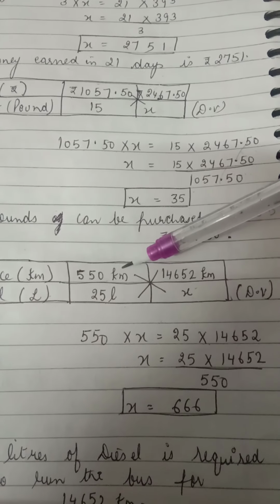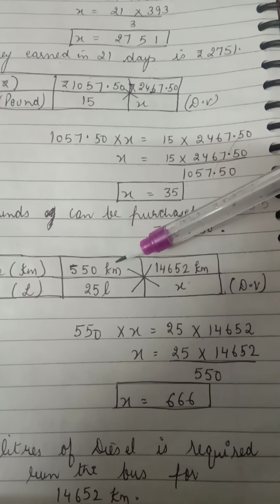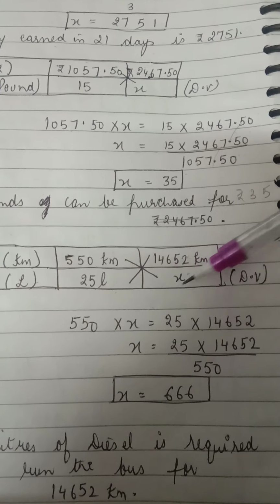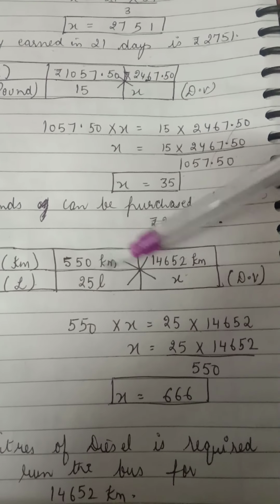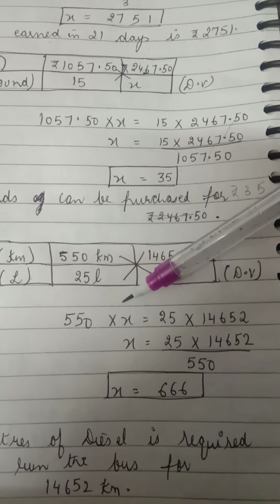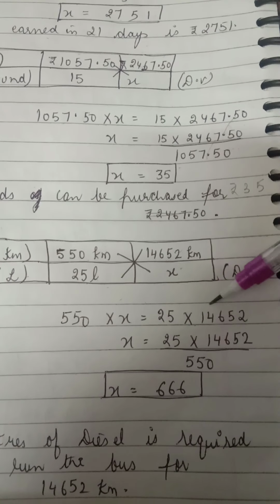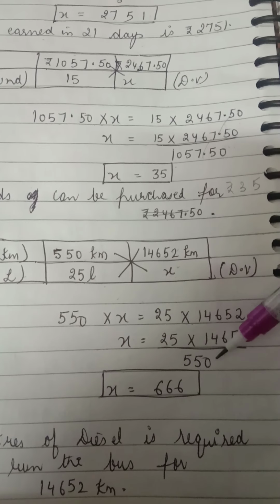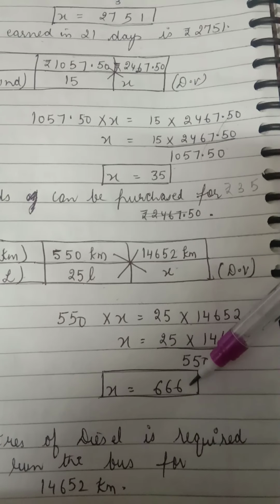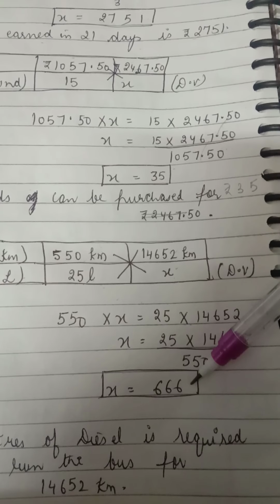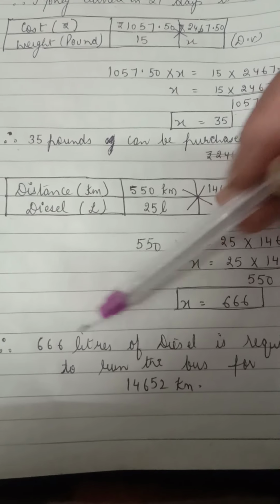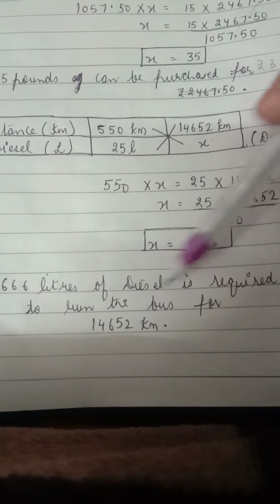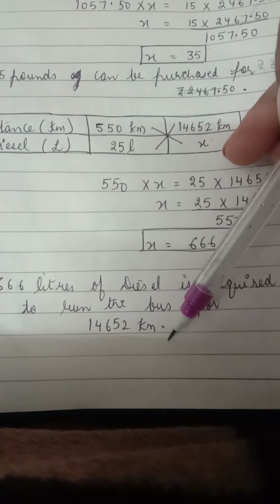Now you want to travel 550 kilometers, you need 25 liters. You want to travel more, obviously you'll require more diesel. That's again a direct variation question. Do the cross multiplication. 550 into x is equal to 25 into 14652. Keeping x here, taking 550 to the other side, and on cutting, the value of x is 666. Therefore 666 liters of diesel is required to run the bus for 14652 kilometers.